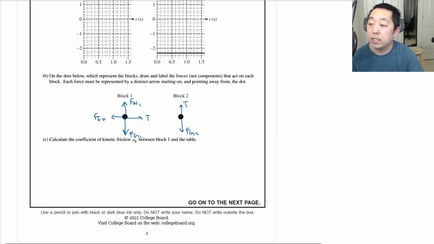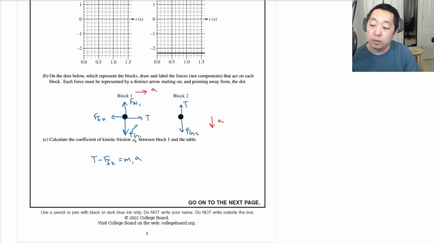So now everything is accelerating. Block 2 is accelerating down, block 1 is accelerating to the right. So when you do our net force equations, here we're going to say T minus the force of friction, F_k, is equal to mass 1 times the acceleration, because this guy's accelerating to the right. In the vertical direction, you know that Fg1 has to equal the normal force, because in the vertical direction it's not accelerating, so net force is 0. Here you would say Fg2 minus T is equal to m2a.